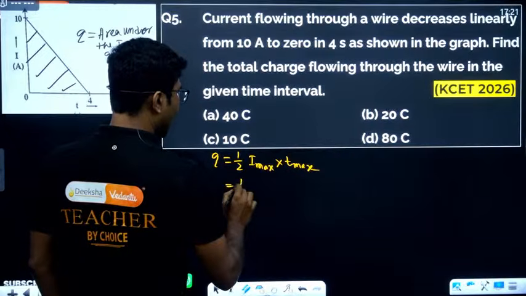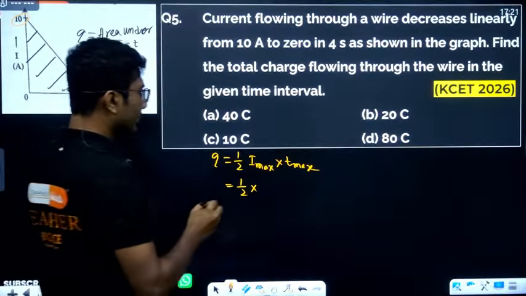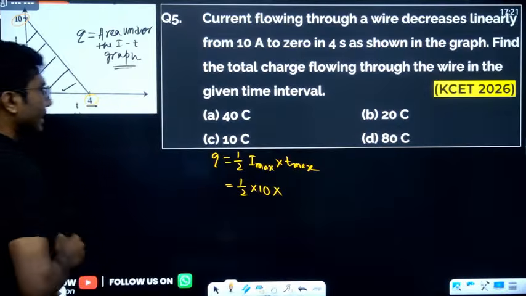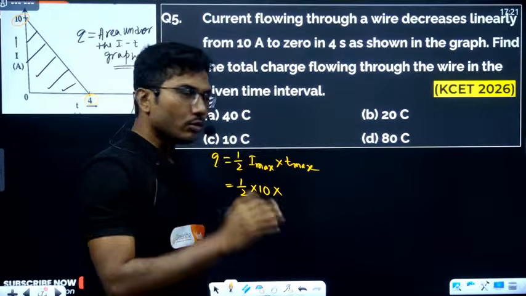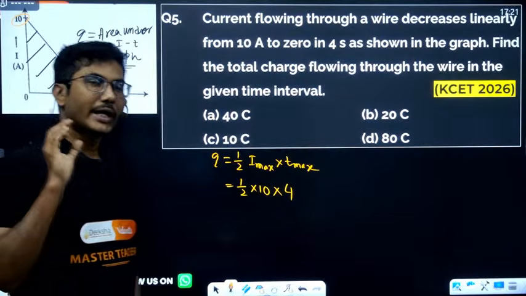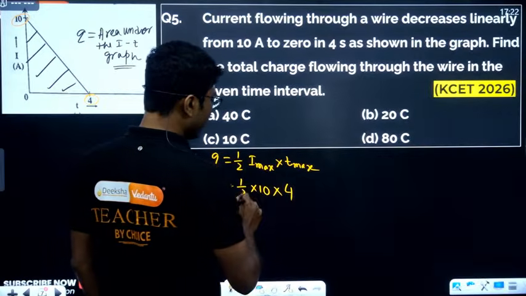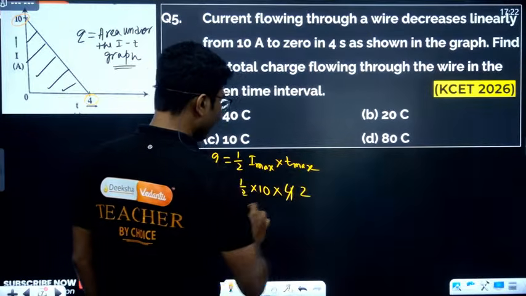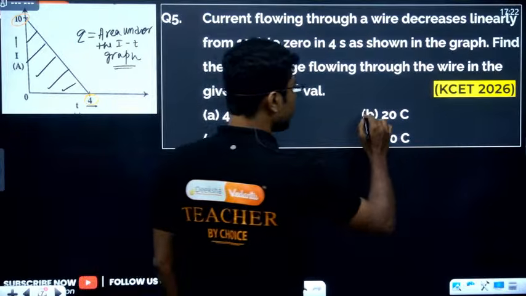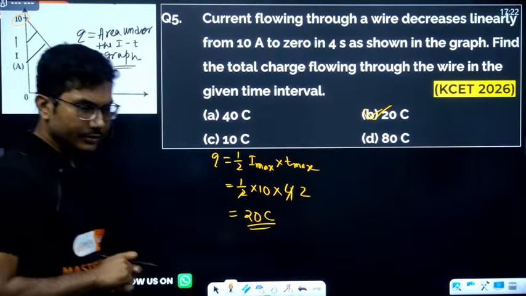Okay, so what is I max? I max here in the graph is given as 10. And time max is given as 4 seconds, because starting from 10 it goes to 0 in 4 seconds. So basically the maximum current was 10 and the time required for the current to come to 0 is 4 seconds. So just put these values and you will get your answer. ½ × 10 × 4 is 20 coulomb. So the correct answer for this question is 20 coulomb.